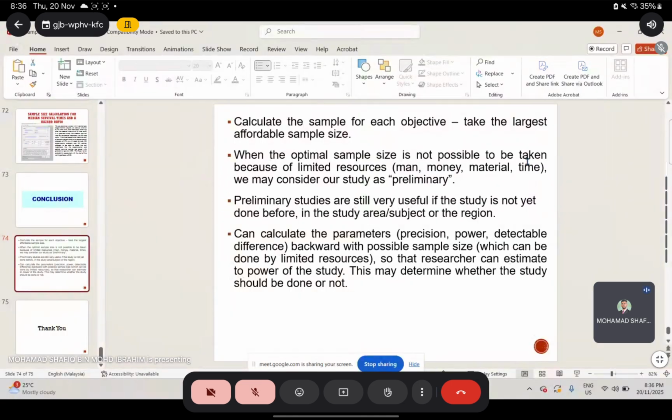Also, some of the preliminary studies might be useful if done before. So basically, you can calculate based on the precision, power, and detectable difference, backward with a possible sample size. For example, you might come out with the power of the study after you conducted it, but better you estimate first. So that will be usual. You need to come out with your sample size. At least you know the rough sample size that you need for your study. So basically, these are some of how you come up with the sample size calculation. I hope you get an idea. I hope this will help you in order to calculate the sample size.